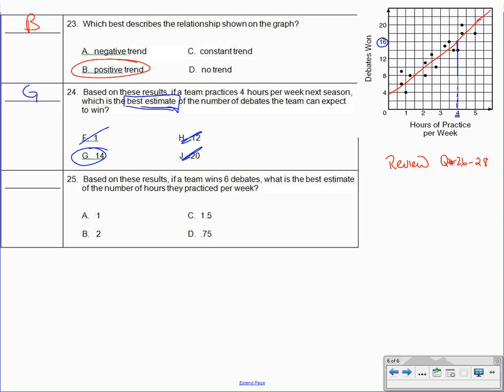25, based on these results, if a team wins 6 debates, so notice debates 1, 6 is somewhere between the 4 and 8. What is the best estimate of the number of hours they practice per week? So if I go to my line and come on down, I get 1, or A. I'm going to the line that I drew, not necessarily the dots on the paper.